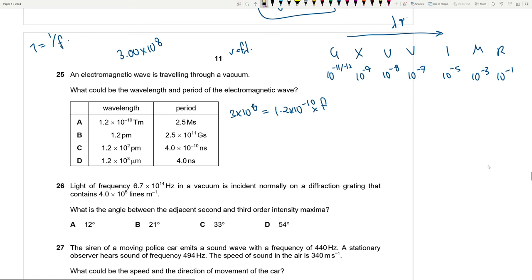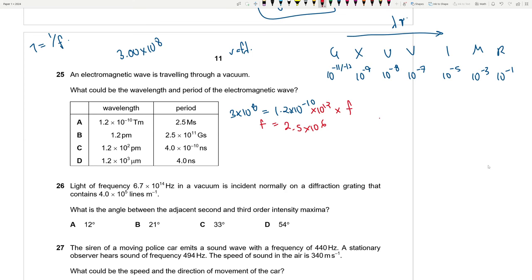Oh, it's terameters, right? So what do we need to do? Multiply it by 10 to the power 12 if lambda. Okay, 3 into 10 power 8 divided by 1.2 into 10 to the power minus 10 into 10 to the power 12. So frequency is 2.5 into 10 to the power 6.